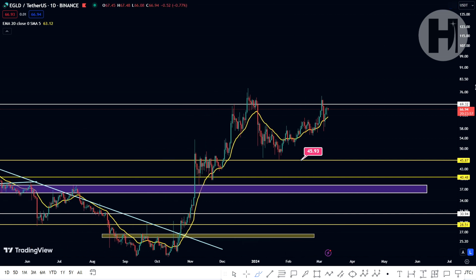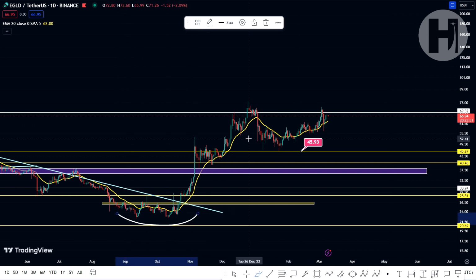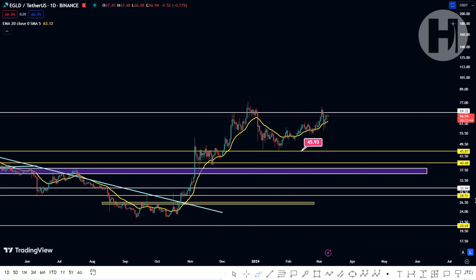At the end of the day, an uptrend is built on higher highs and higher lows. So we have a low here, we have a higher low, we have a high, and we definitely need a higher high to continue this uptrend.